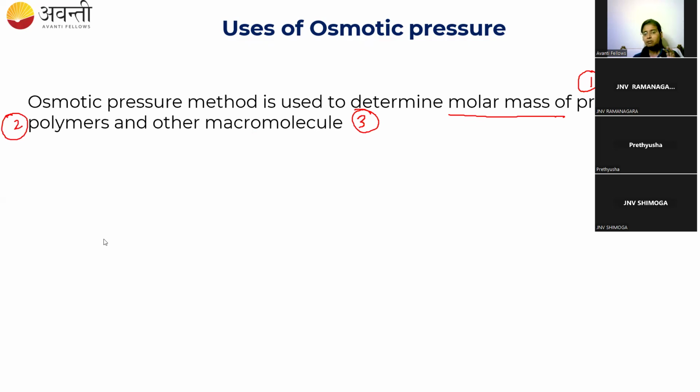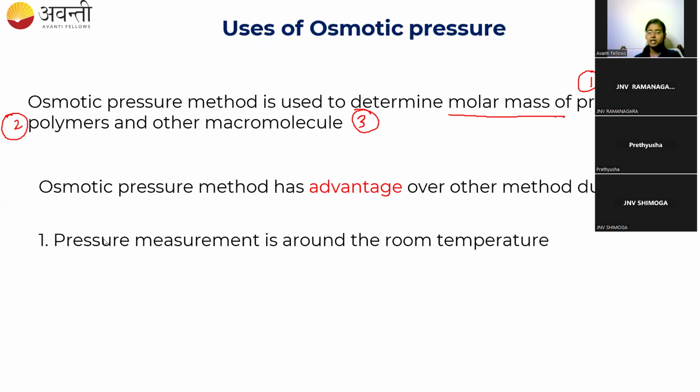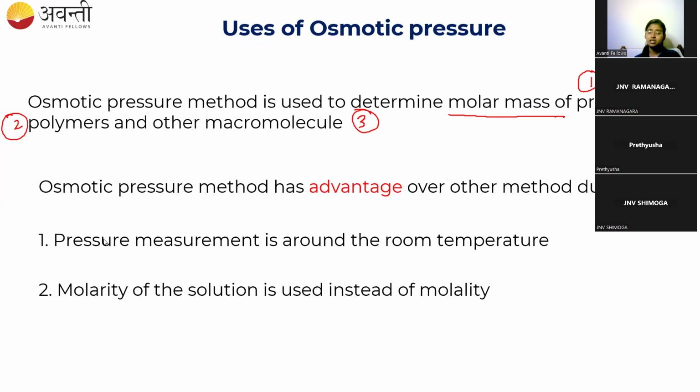Okay, so macromolecules mean molecules having very large mass. Proteins and polymers will have very high values of mass. Their molar mass can be determined only by the osmotic pressure colligative property, not with other colligative properties. The osmotic pressure method also has an advantage over other methods due to the pressure measurement being around room temperature.